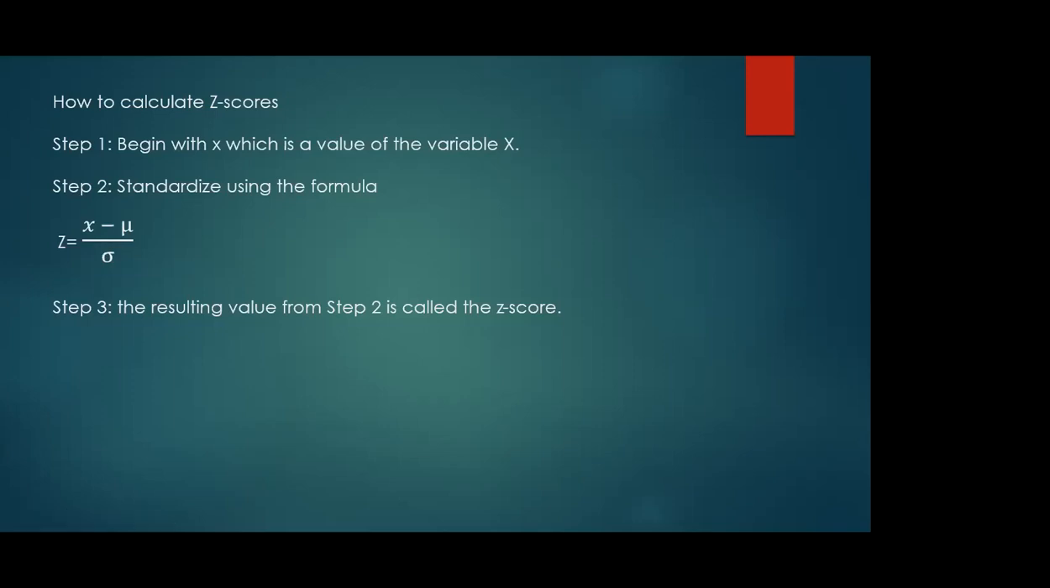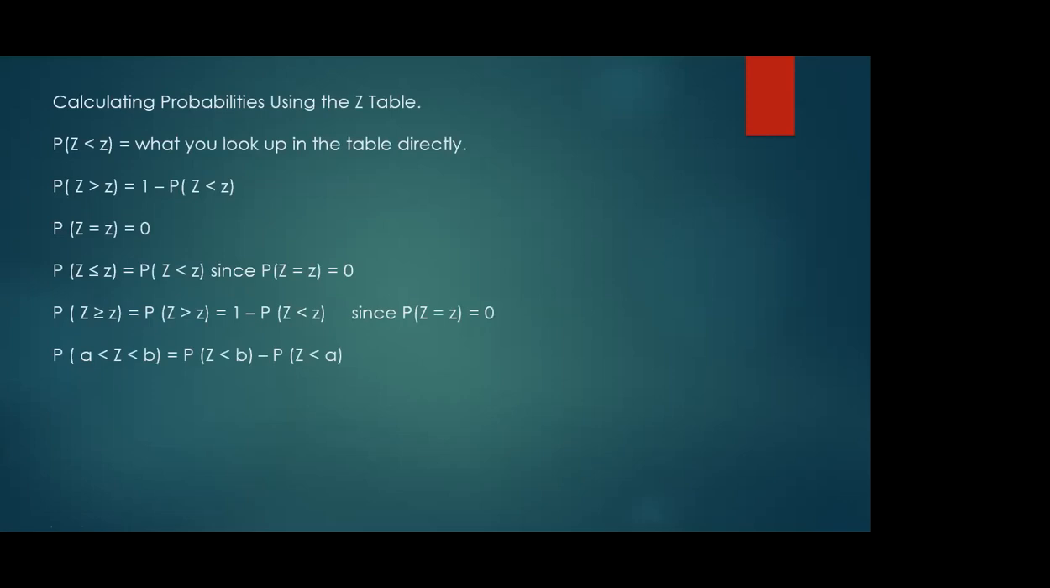After we standardize our value, we have to write a probability statement about our z values, and then we solve for the probability using the table. So, calculating the probabilities using the Z table. Remember that the Z table gives us everything to the left. So once we see anything less than, we know that we go directly into the table. So the probability that capital Z is less than z is what you look up in the table directly.